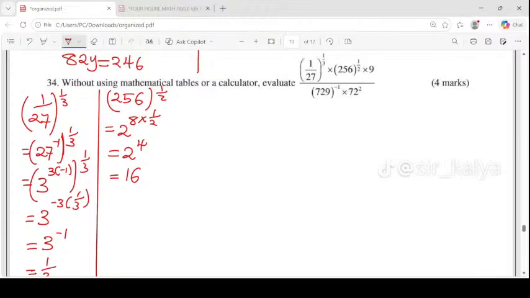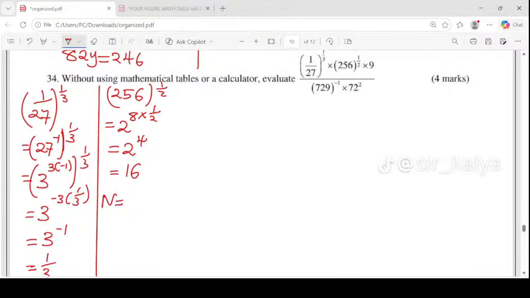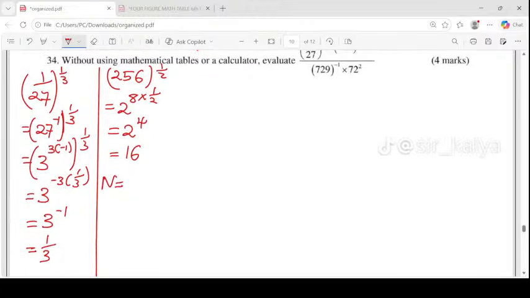Then I have now 9. So my numerator, when I take the simplified answers, I'll be having a third multiplied by 16 multiplied by 9. 3 here 1, 3 here 3. 16 times 3, you get your numerator giving you the answer 48. 48 is the answer for my numerator, and we are done with that one.